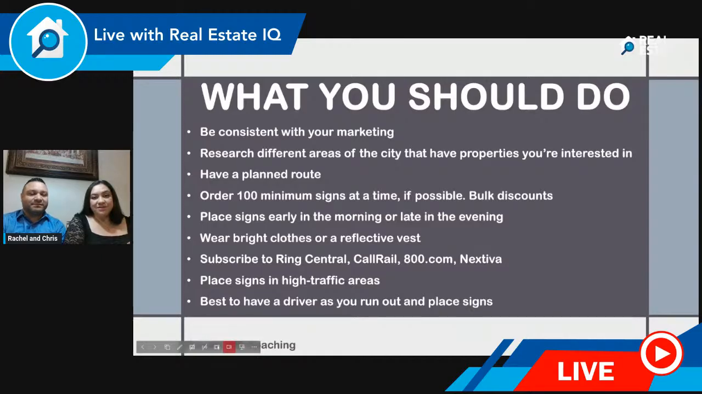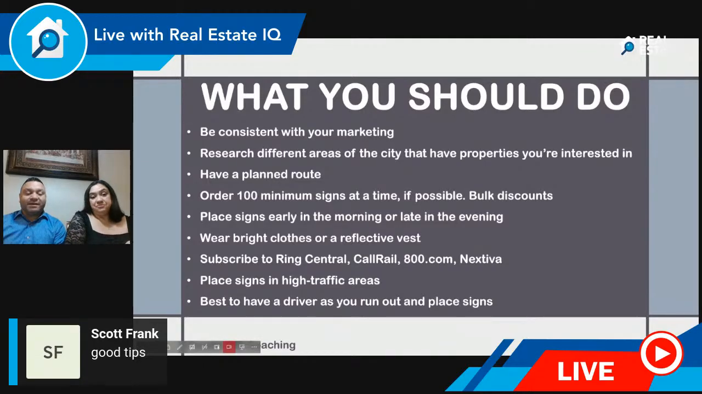Research different areas of the city that have properties you're interested in. This is where real estate IQ comes into play. You go in and you see there's a ton of foreclosures in whatever city, so you're like, oh okay, this is probably going to be a great area. So you can condense and look up neighborhoods. Oh okay, this neighborhood seems to have a lot of foreclosures. Guess where you're going to place your signs? Yeah, everywhere and anywhere. But if you see a certain area with the most foreclosures, put them there, right? Now, whether you think they need your help or not, that's irrelevant. The more you go out there and do it, the better.